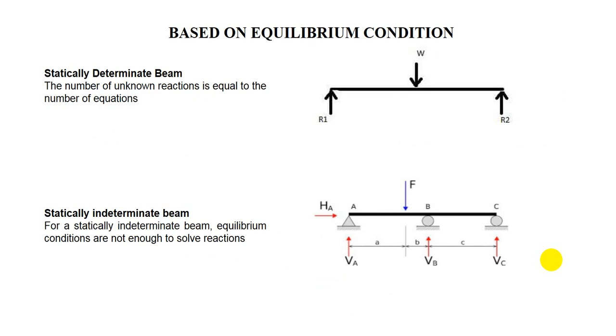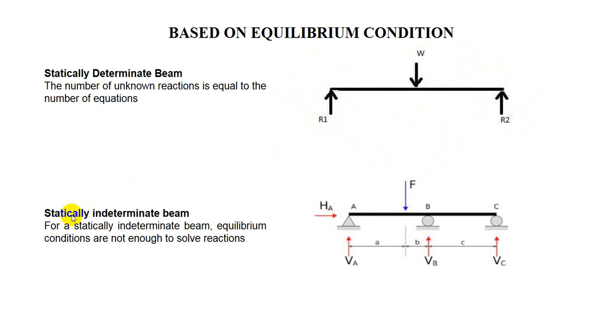There are two types: one is the statically determinate beam and another is the statically indeterminate beam. So what is a statically determinate beam? The number of unknown reactions is equal to the number of equations. Suppose there are 2 or 3 reactions, and here the equations should be 3. We can easily find the reaction values by using a simple method.